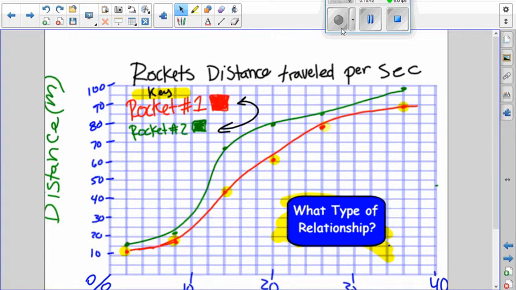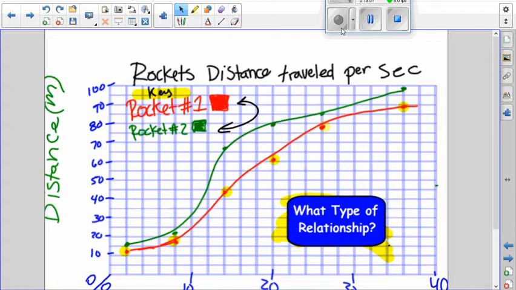A direct relationship, here's what a direct relationship is. If your 2 variables go up or down together, like if they go up together and down together, that means they're direct. They're directly tied to each other. If one goes up and the other one goes down, like a seesaw, and vice versa, that's an indirect relationship.